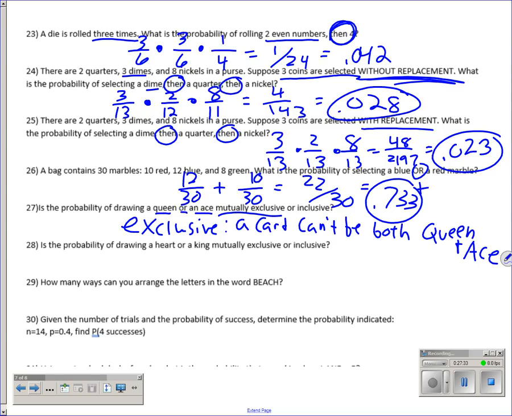All right, but number 28 is the probability of drawing a heart or a queen, or heart or king, mutually exclusive or inclusive? We got to ask ourselves, can a king be a heart? Can they overlap with each other? Yes, they can. That makes this inclusive. It's inclusive because a king can be a heart.